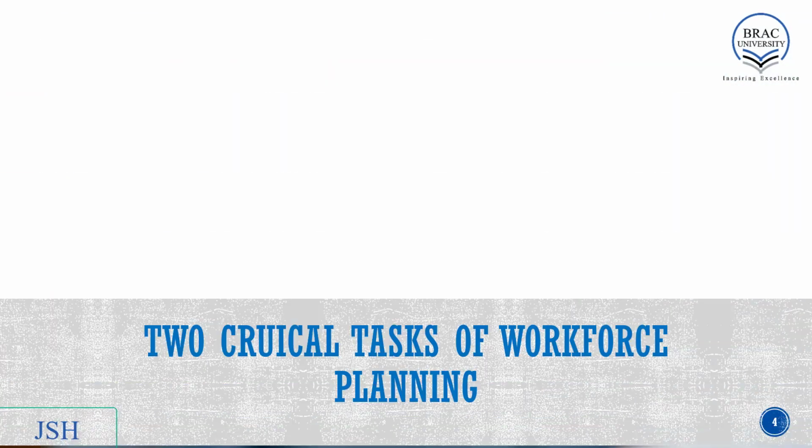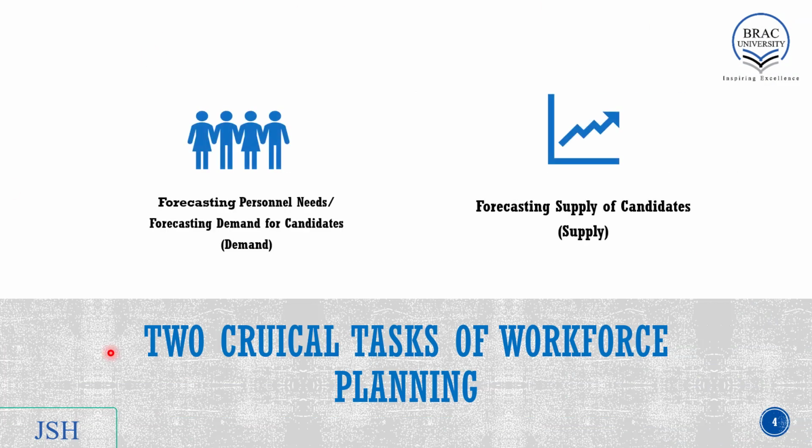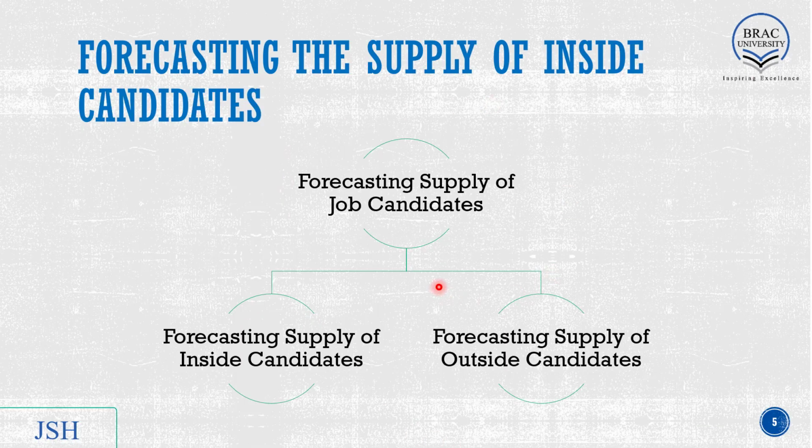Now, from the last video, I guess all of you remember this slide. So in workforce planning, one of the tasks is to forecast demand and the other task is to forecast the supply of job candidates. Now, when it comes to forecasting supply of job candidates or job applicants, there are two sources of supply. One is the supply of inside candidates and the other one is the supply of outside candidates or job applicants. Let me explain each of these one by one.